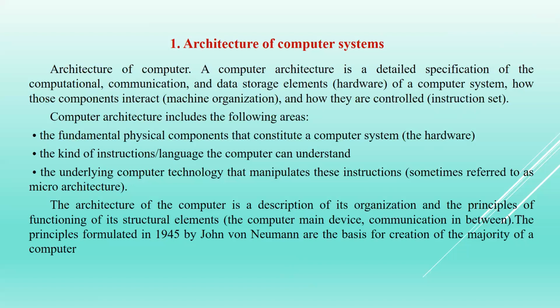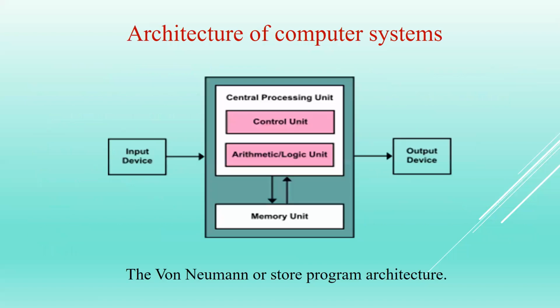The architecture of a computer is a description of its organization and the principles of functioning of its structural elements. It covers the computer's main devices and the communication between them. The principles formulated in 1945 by John von Neumann are the basis for the creation of the majority of computers. In this picture, you can see the architecture of computer systems.